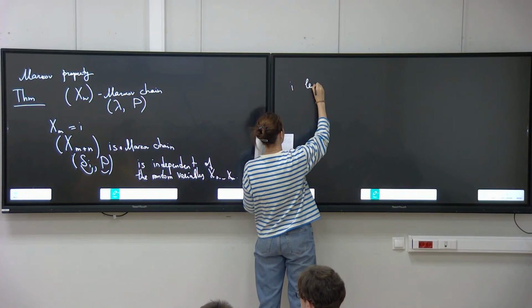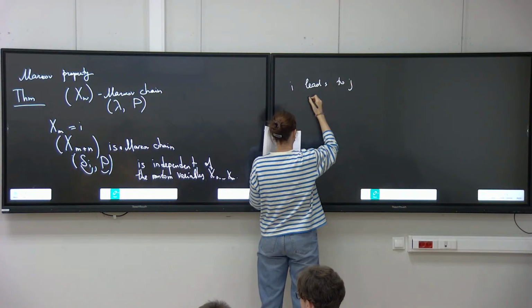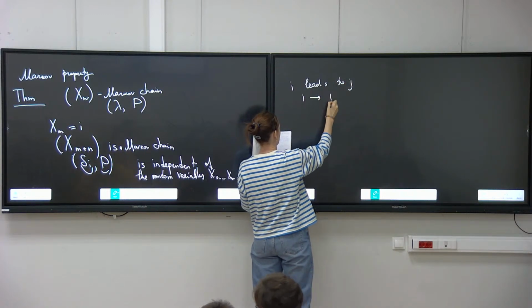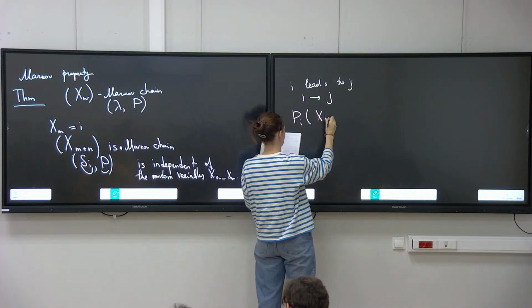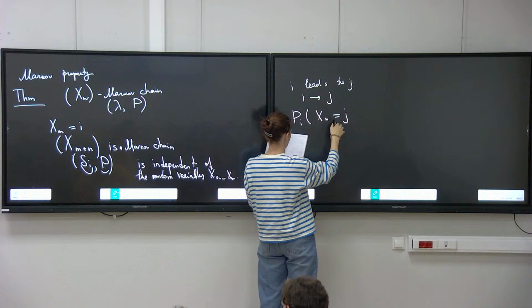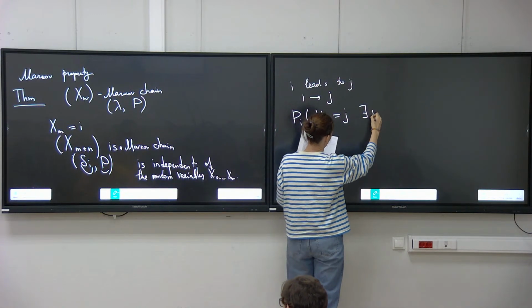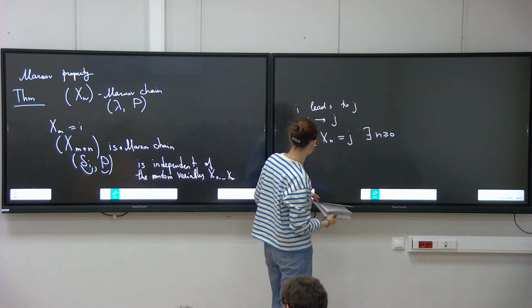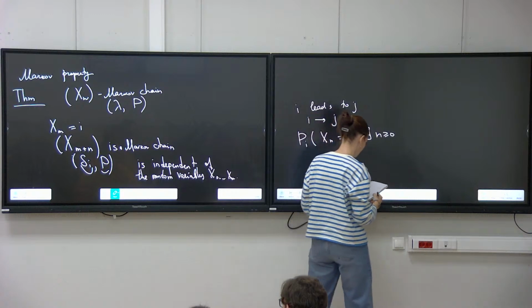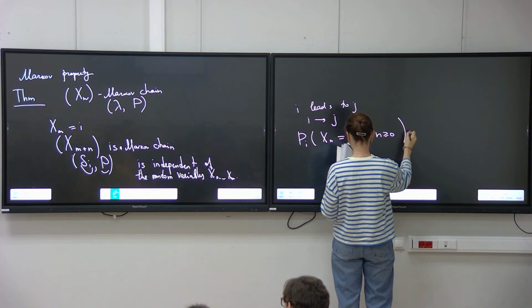So I will say that I leads to J, and I will write it that we go from one state to another one, if the probability to be in the state J after some time, maybe, if we arrive to the state I, if this probability is positive.